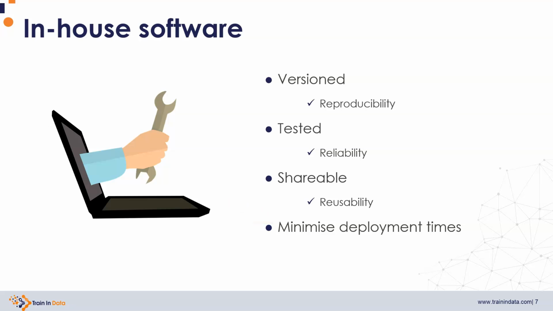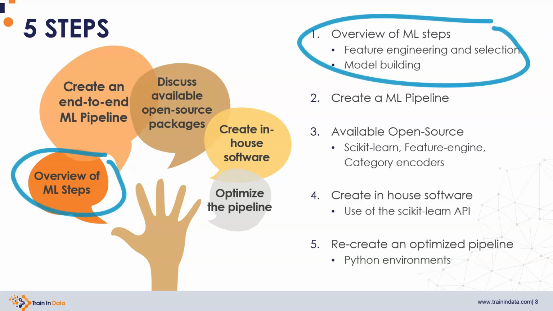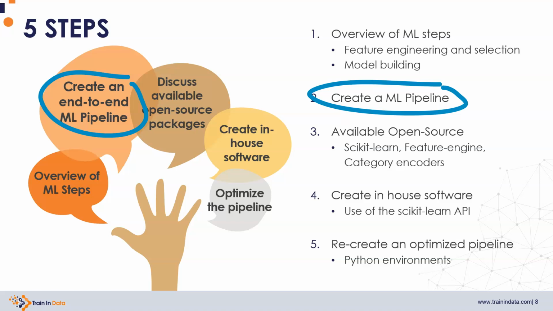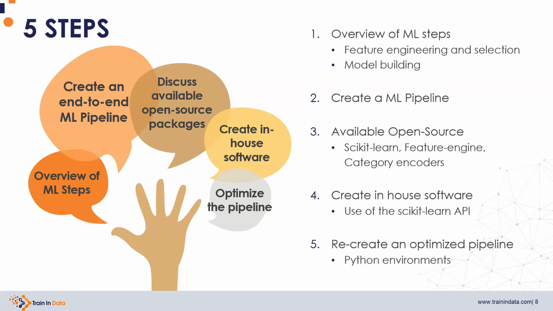So with all of this in mind, in this section, we're going to follow 5 steps. In the first part of the section, we're going to give you an overview of the different steps of the machine learning pipeline, including what feature engineering is, what feature selection is, and how do we train models. In the second part of this section, we're going to create an end-to-end machine learning pipeline. Then we're going to discuss the available open source packages for feature engineering, feature selection, and model training.